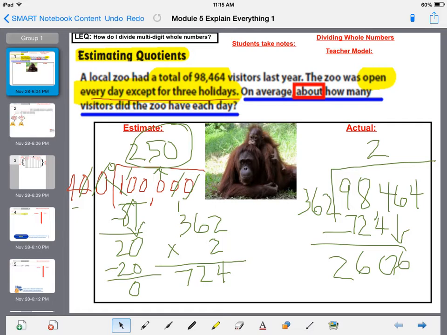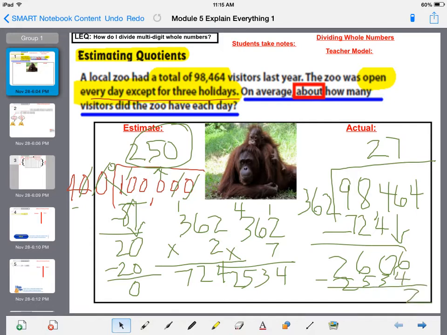And let's think about this. 362 times 9 is definitely going to be too high because that'll be over 2,700. So let's try times 7. 7 times 2 is 14. 7 times 6 is 42, plus 1 is 43. 7 times 3 is 21, plus 4 is 25. And that looks like it is the right number. We're going to take 2,534, and we're left with 2. We can't take 3 from 0, so that's a 5, and 10 minus 3 is 7.